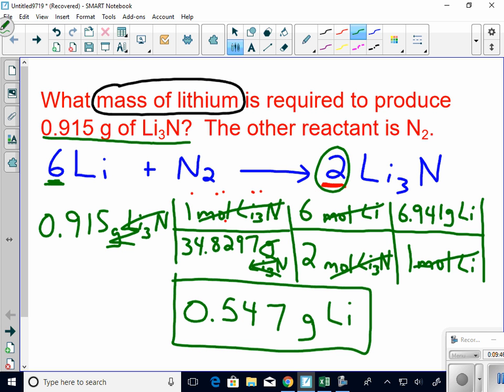Well, what does this tell me? Well, it tells me that if I want to end up with 0.915 grams, I need to have 0.547 grams of lithium and react that with excess nitrogen.